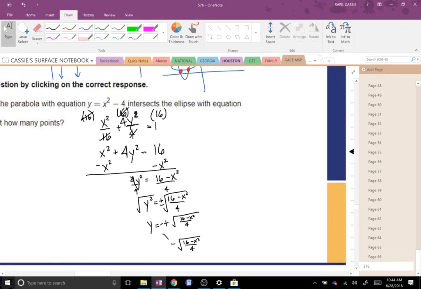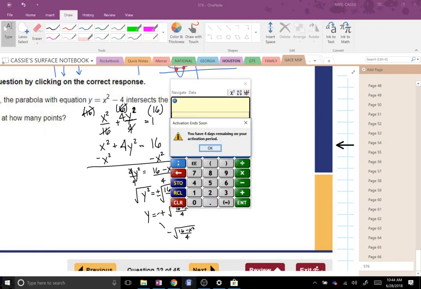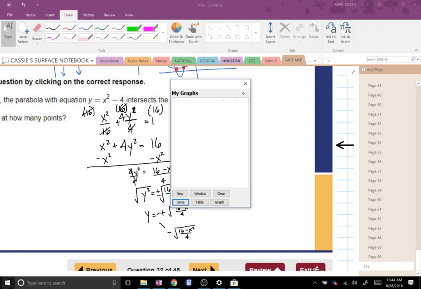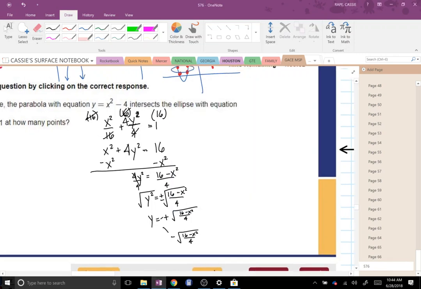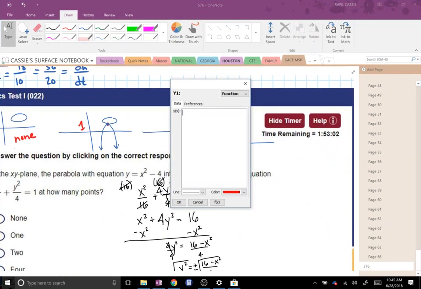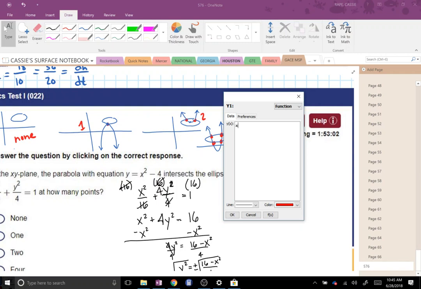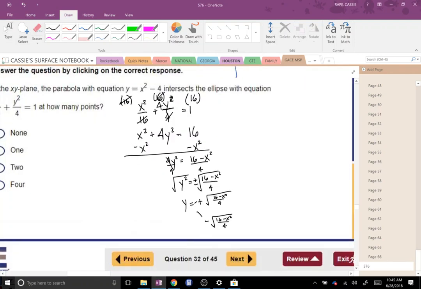So when you're putting these into your calculator, I'll just show you what my advice is. We're going to add in a new equation. It's just going to be a regular old function. All right, we're going to do the parabola first, and that's x squared minus 4. I'm going to make that red.